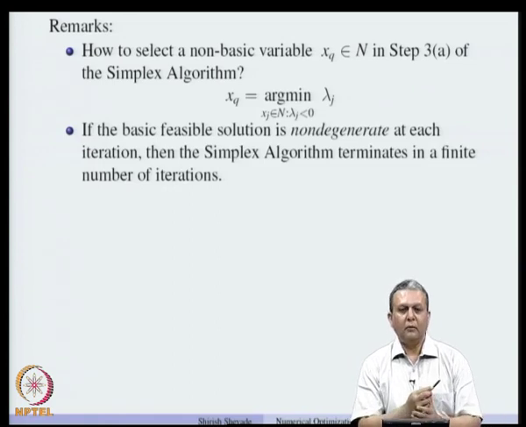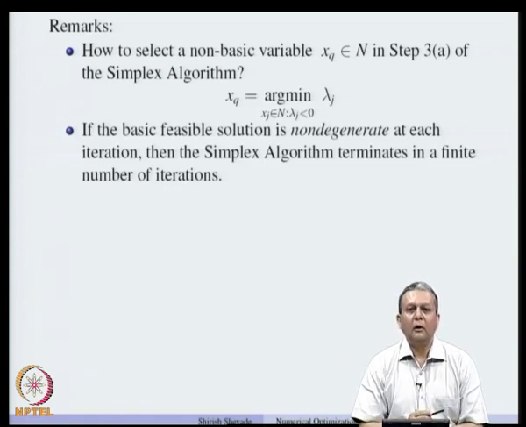Now, the claim is that if the basic feasible solution is non-degenerate at each iteration, then the simplex algorithm terminates in a finite number of iterations. So, what we need to show is that if the solution is non-degenerate at every iteration, then by going to the adjacent point, we decrease the objective function value.